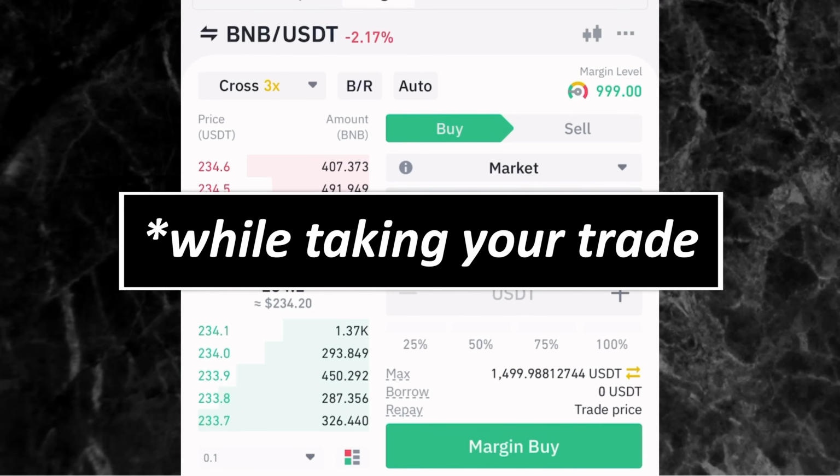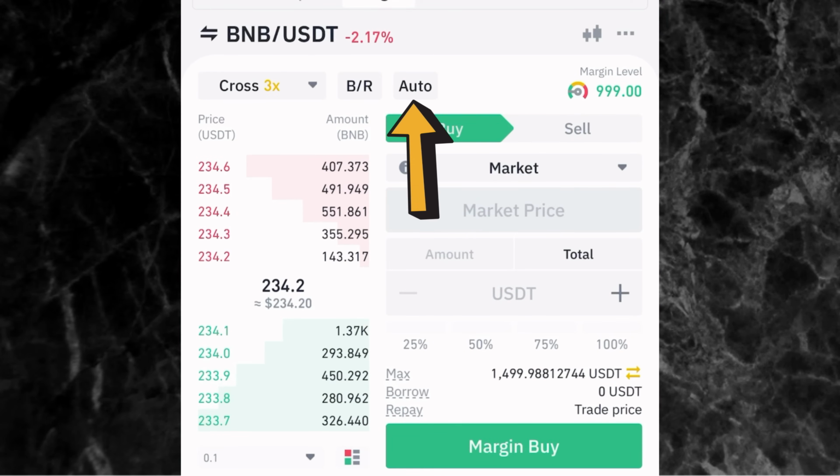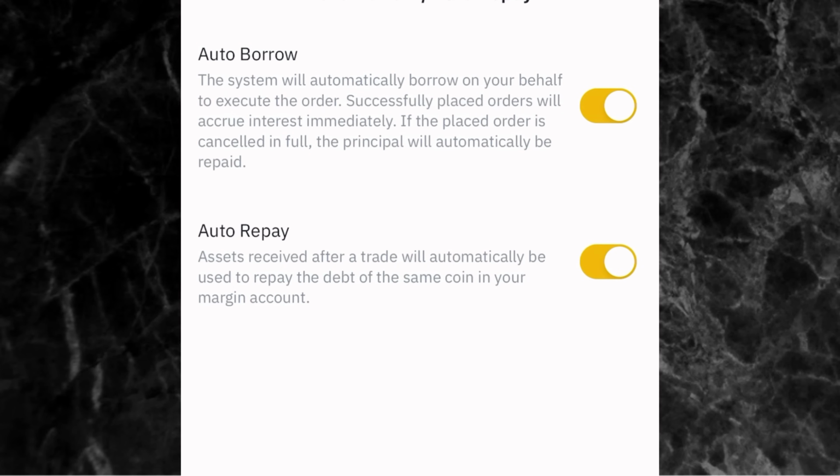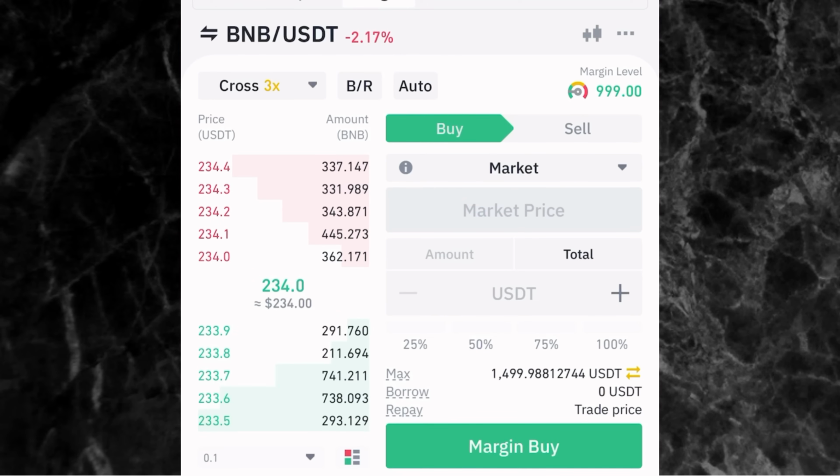Now, if you want to borrow while taking your trade, the first thing you need to do is come right here to where you have auto and tap on it. And make sure these 2 toggle buttons are on. This auto borrow and auto repay are on. Now, once these 2 toggle buttons are on, this means that you won't have to borrow before you take your trade. So you can only borrow while you are taking your trade. Now, I'm going to take an actual trade and we will borrow the funds while taking the trade.